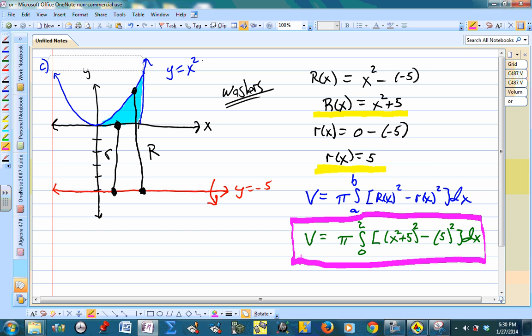Once you get used to drawing the radii and setting up the radius expression or radii expressions, you can find these problems aren't that difficult to set up.